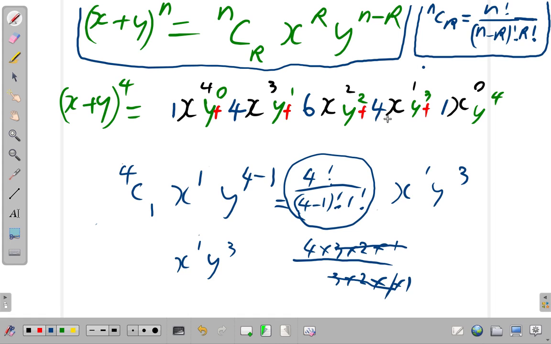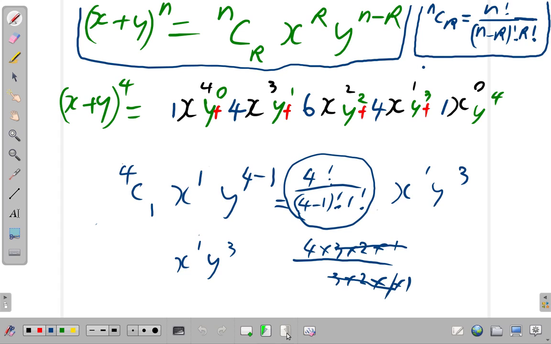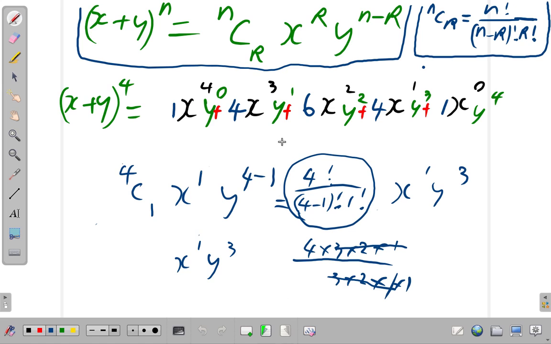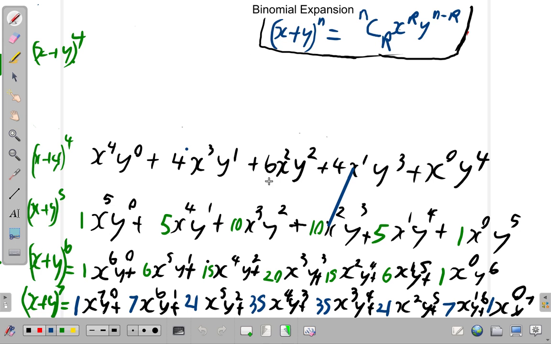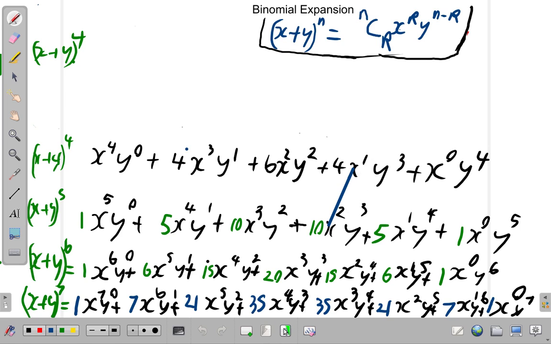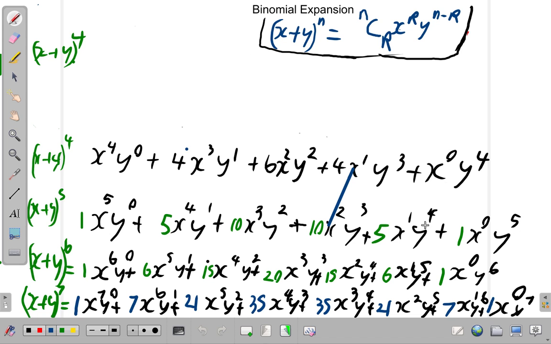So let's check now to see if we're correct. 1x to the 4, y to the 0. So 1x to the 4, y to the 0. Good. 4x cubed, y to the 1. 4x cubed, y to the 1. Nice. 6x squared, y squared. So 6x squared, y squared. Okay. 4x to the 1, y cubed. It says 4x to the 1, y cubed. Good. 1x to the 0, y to the 4th. X to the 0, y to the 4.